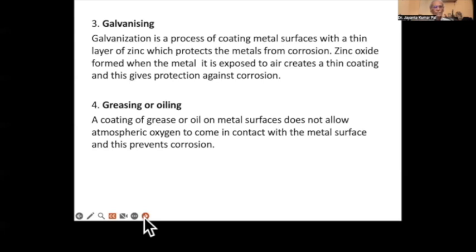Then in many cases, we do greasing or oiling. Many components in the industry are greased and oiled, so that as long as grease and oil stay on the surface, atmospheric water vapor and atmospheric oxygen cannot come into contact with the metal surface, and corrosion will be prevented.